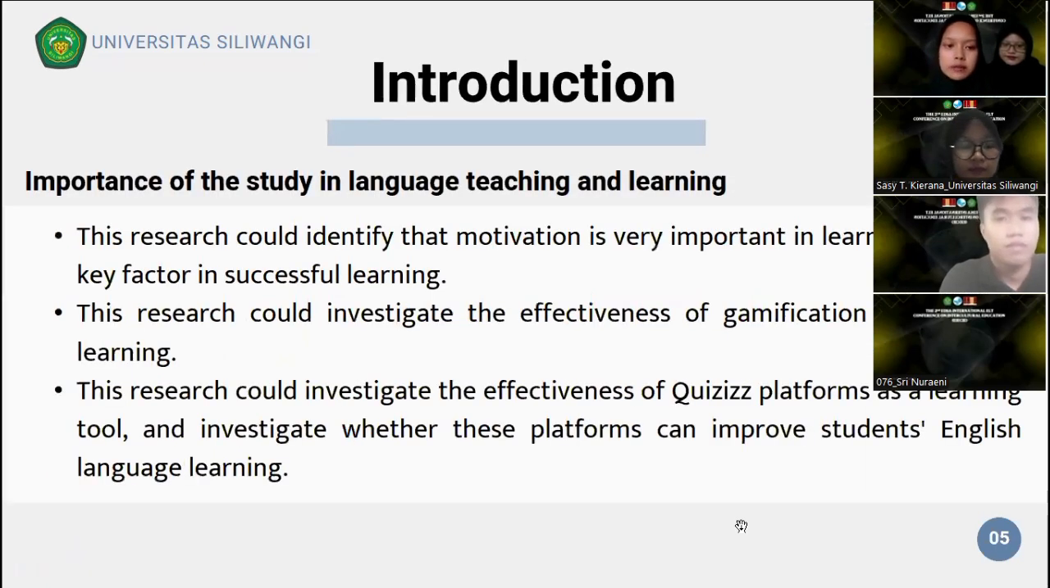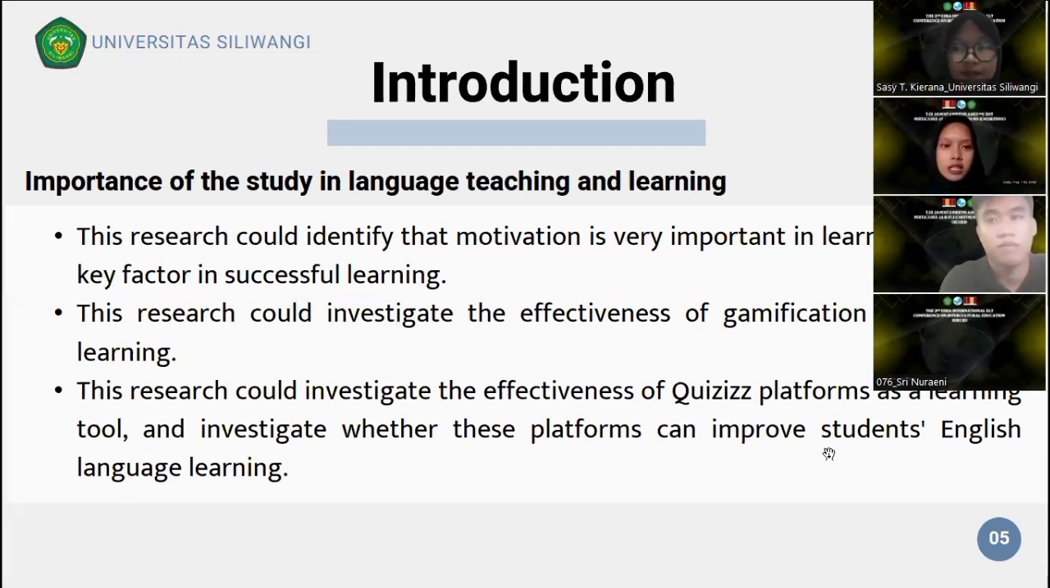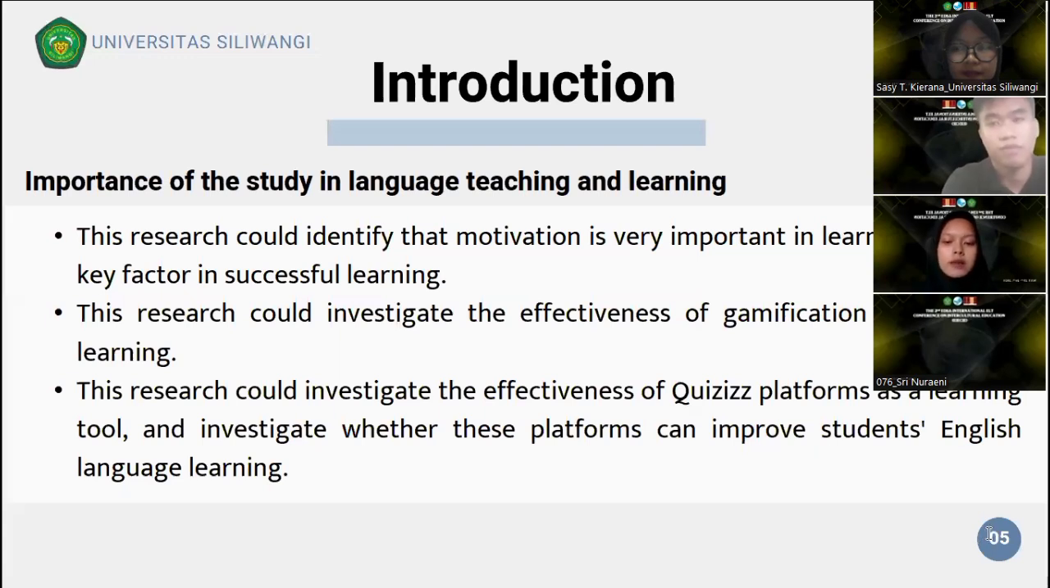Next, please. There are several importance of the study in language speaking and learning. The first is this research could identify that motivation is very important in learning as it is a key factor in successful learning. And then this research could investigate the effectiveness of gamification in language learning. And last, this research could investigate the effectiveness of quizzes platform as a learning tool and investigate whether these platforms can improve students' English language learning.